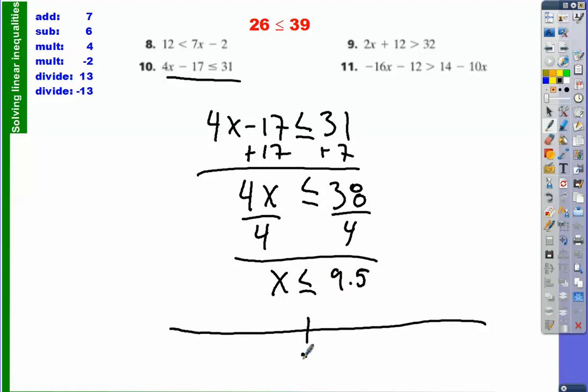So then, we make our number line. I'm going to put 9.5 in the middle. Let's put 10 here. Let's put 9 over here. And then, is this going to be an open or closed dot? Well, it's going to be a closed dot because 9.5 is in the solution set. And x can be anything that is less than 9.5. And so our graph goes that way. Let's do one more.